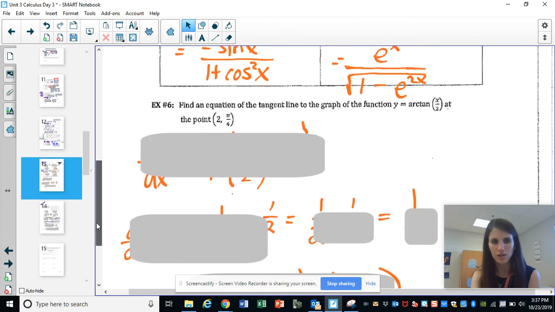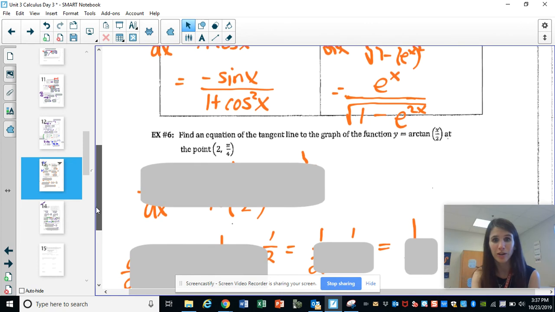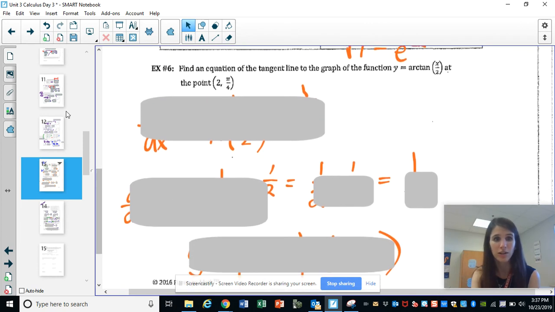All right, I think this might be the last problem, you guys. You've made it through this entire lesson. One more problem. You can do this. All right, find an equation of the tangent line to the graph of the function y is equal to arctangent of x over 2 at the point 2, pi over 4.